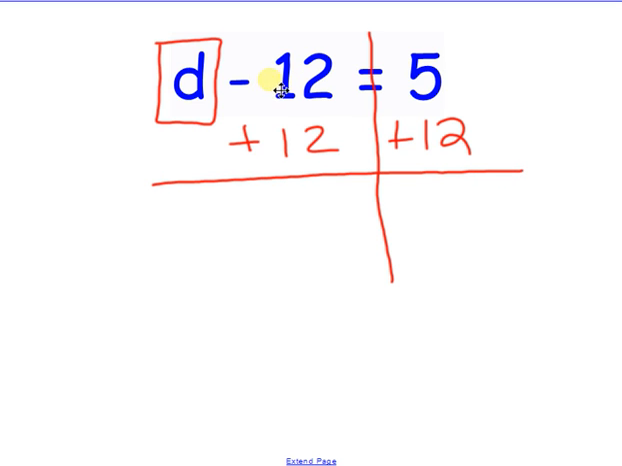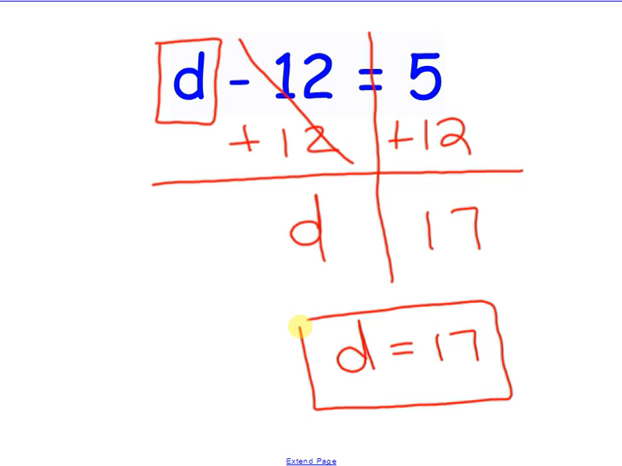Now what's minus 12 plus 12? Well, if you use a number line, you're going to see that they're going to cancel each other out. They're going to go to 0. And the only thing that's left over here is that D. And then what's 5 plus 12? 17. So your answer is D equals 17.